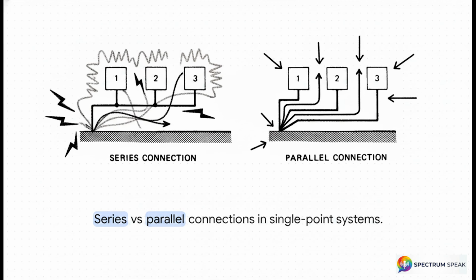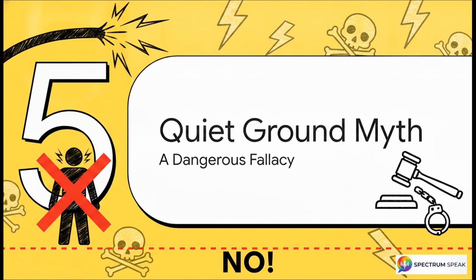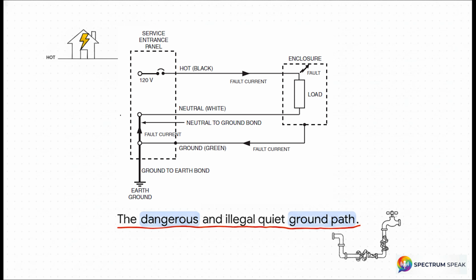All right, Section 5, the quiet ground myth. This is the gotcha segment. We are now arriving at a common pitfall that doesn't just fail to work, it's actually incredibly dangerous and completely illegal. So many engineers mistakenly believe that connecting their sensitive electronic system to a separate, isolated ground rod out in the dirt will somehow give them a magical quiet ground totally free of AC power noise. Listen to me. This violates the National Electric Code.